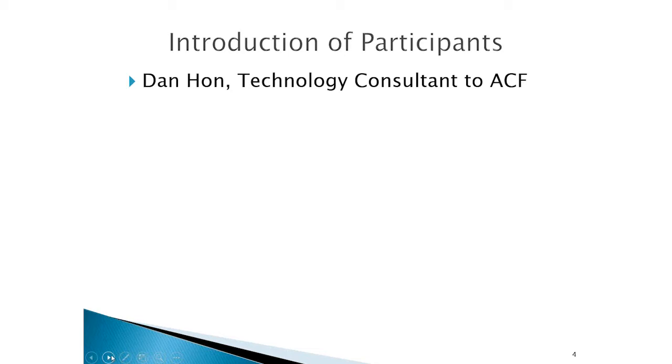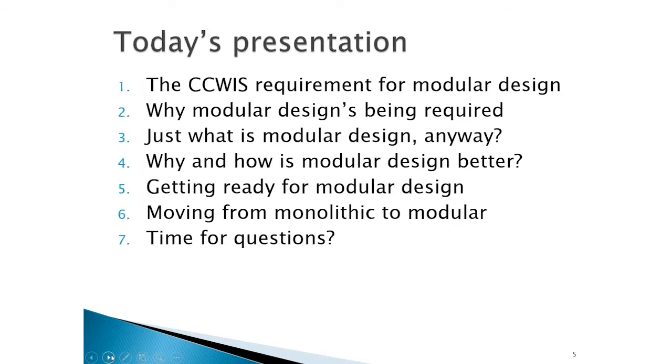If we move on to the next slide, I'll talk about what today's presentation is going to cover. We've got 6 main topics today. I'm going to go through the CCWIS requirement for modular design, then why modular design is being required, an explanation of what modular design is, an explanation and some discussion about how and why modular design is better than the historical alternative, how states and tribes might get ready for modular design, and how you might move from a monolithic design or a monolithic procurement to a modular design. And then after that, hopefully we'll have time for questions.